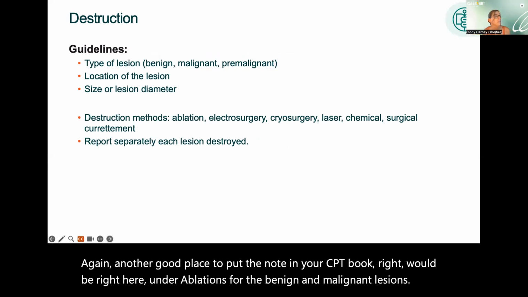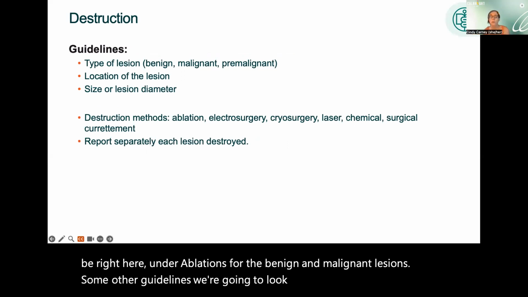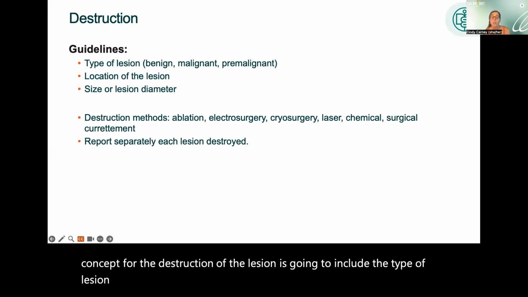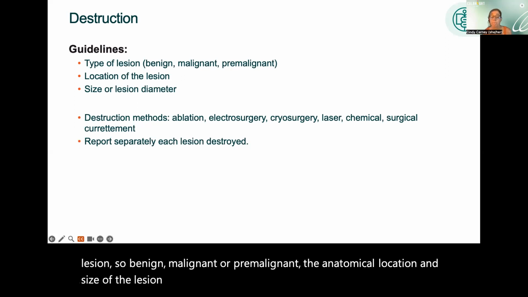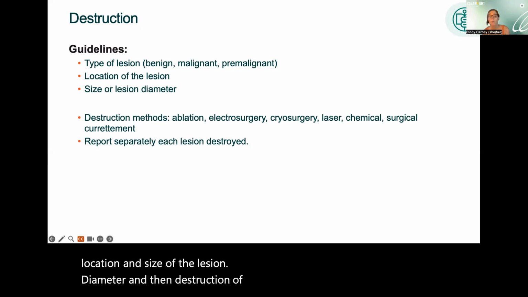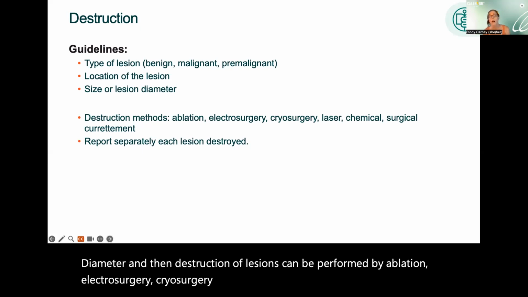Some other guidelines: the coding concept for the destruction of the lesion is going to include the type of lesion, so benign, malignant, or premalignant, the anatomical location and size of the lesion, diameter, and then destruction of lesions can be performed by ablation, electrosurgery, cryosurgery, laser, chemical treatment, and surgical curettage.